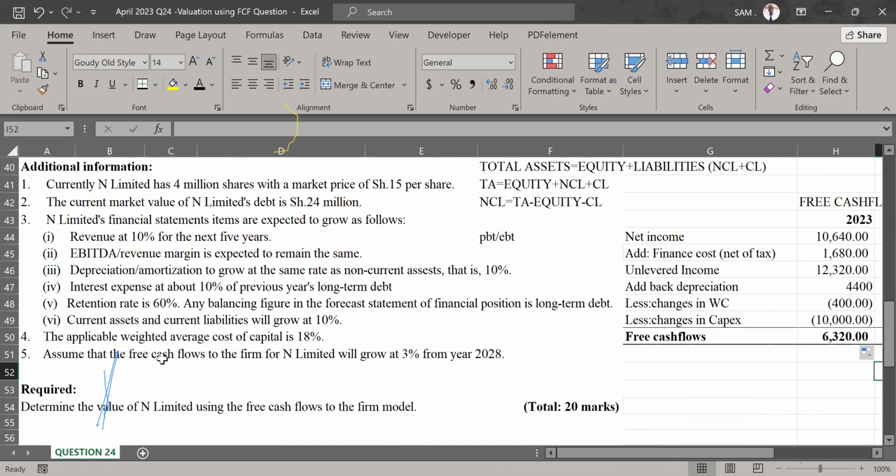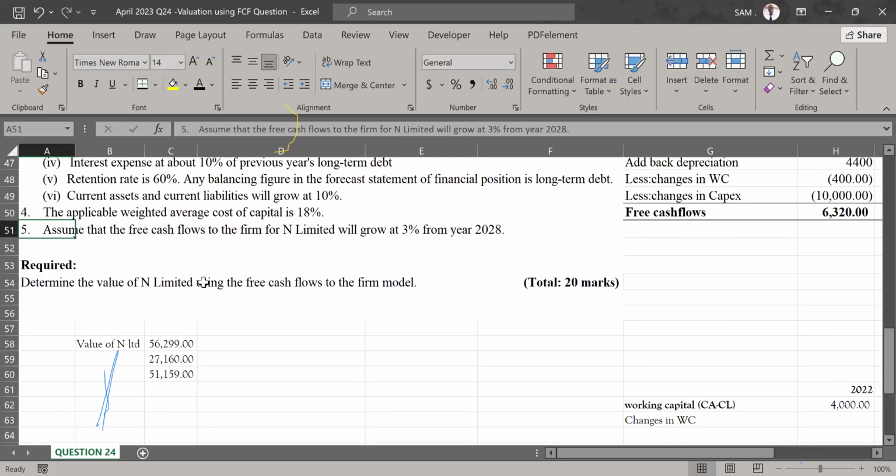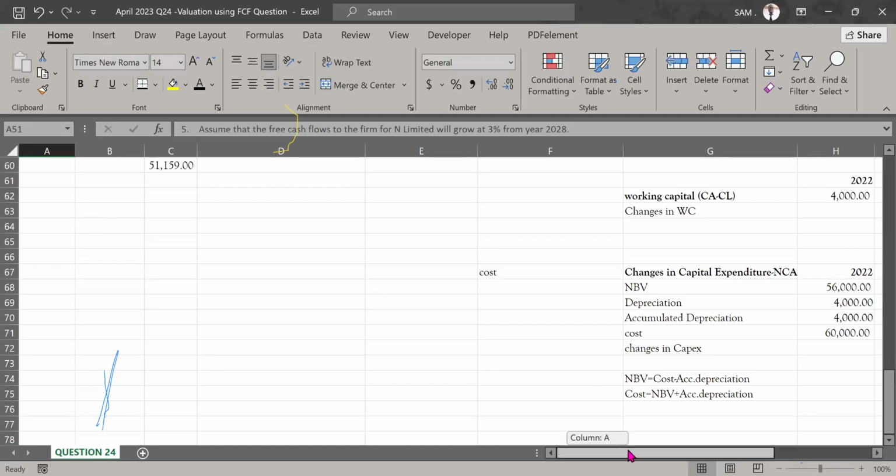You see, there was additional information number 1. We have not used it. It is the point now we want to use it. Additional information number 2 about the debt, we are going to use it now. Then additional information number 4 was about the cost of capital. And then finally, additional information number 5 about the growth in the farm's cash flow from the year 2028. So those elements, we now want to use them here.